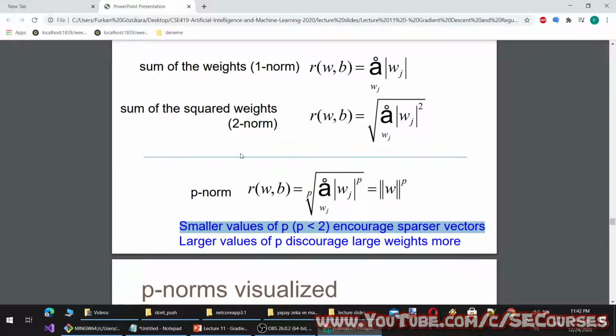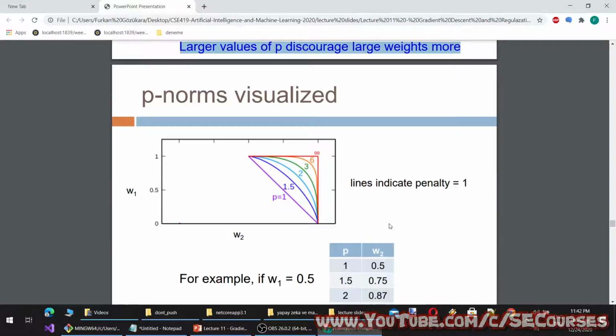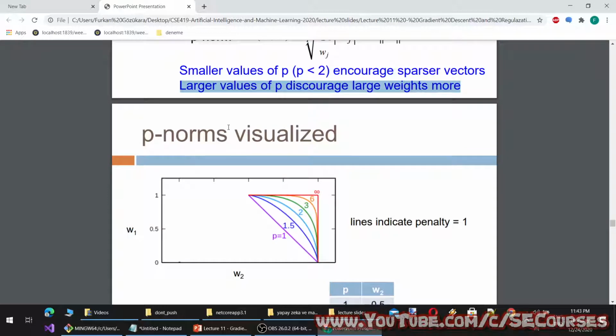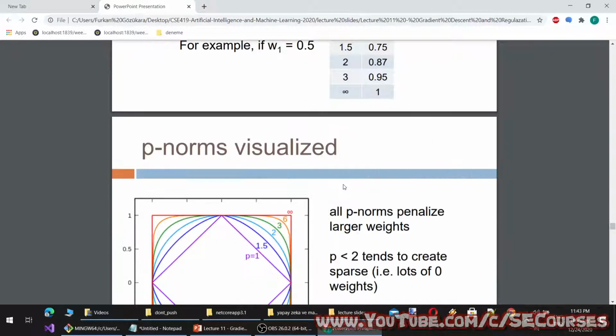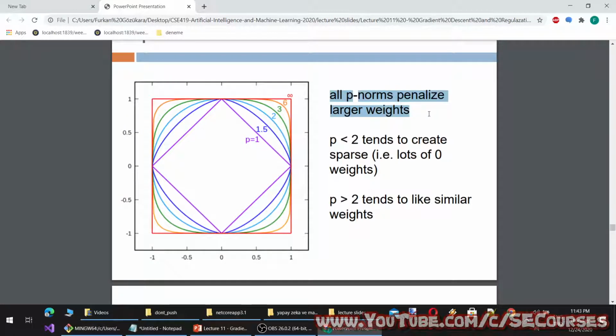Smaller values of p, less than 2, encourage sparser vectors. Larger values of p discourage large weights more. There are p norms: p1, p2, p3, you see, and all p norms penalize large weights. p smaller than 2 tends to create sparse vectors, a lot of 0 weights. p bigger than 2 tends to like similar weights.